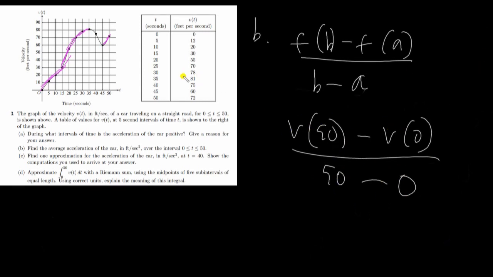Remember, this is the average acceleration of the car, and the way we're going to get v of 50 and v of 0 is by looking at this chart here. If we go to t equals 50, the velocity is 72. And if we go to t equals 0, the velocity is 0, minus 0, over 50 minus 0, which comes out as, I'm just going to say it's 72 over 50, and the units are feet per second squared, as you can see here. So that's the answer for part B. You just get 1 point for getting the correct answer, that's all.